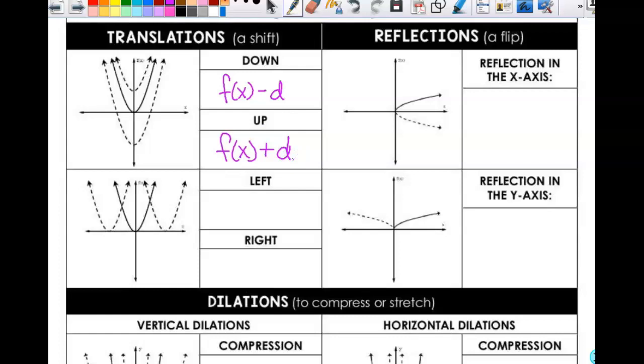Okay? We're going to use A, B, C, and D for our translations. You might have used H and K and A and B, other letters. It doesn't matter what the letters are. What matters is where they are and what they're doing. I mean, because the letter could be anything. Just there's something being added or subtracted afterwards.